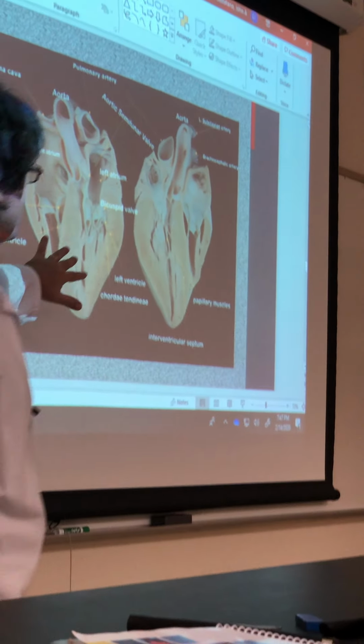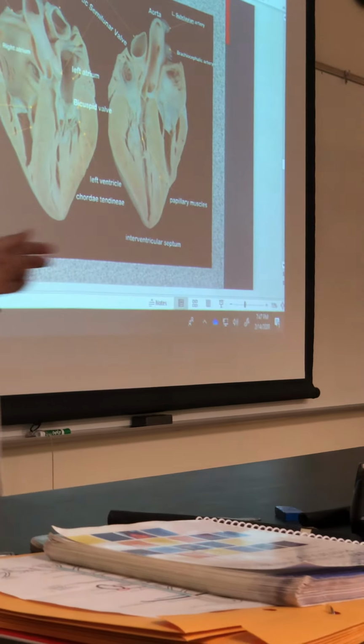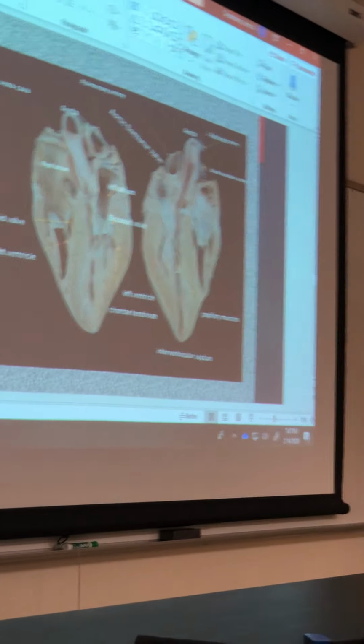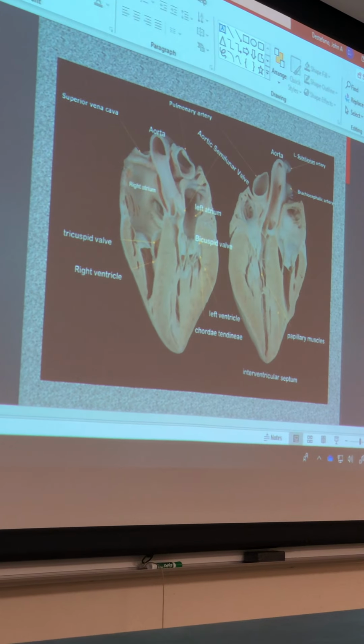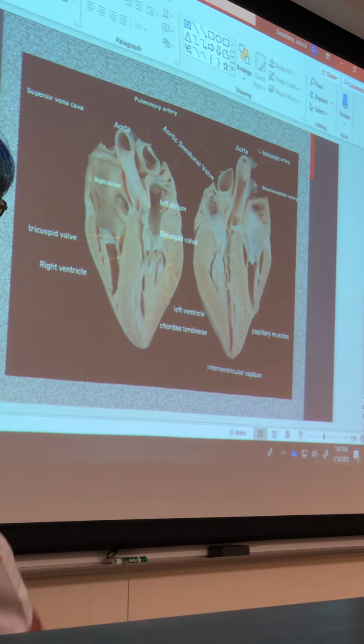Now, all of these structures I'm about to go over here on the sheep heart, it's the same for that human heart on slide 14. Same stuff. All the same. Okay, so it shouldn't matter to you, but we'll do both just in case.